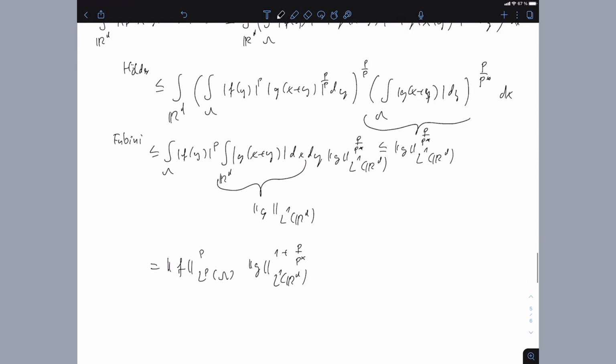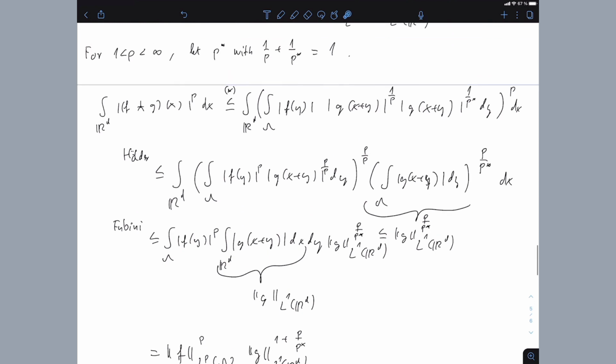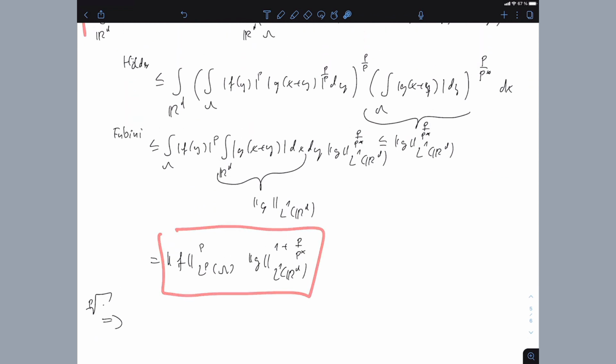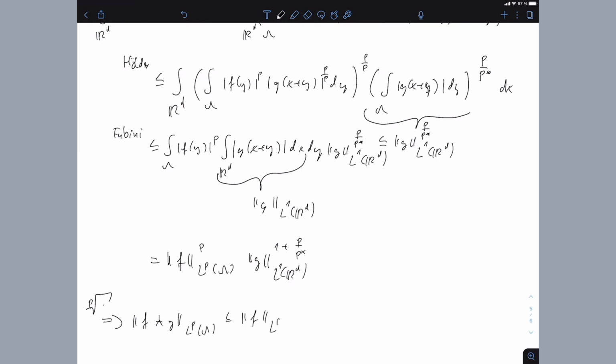And finally, we take the p's root. So the p's root outside here gives me the L^p norm, and the p's root here is p divided by p, so we have 1 here. And here we have then 1 over p plus 1 over p star. That's also 1. So that's exactly what I was claiming. Okay, and then we are also done with the time.